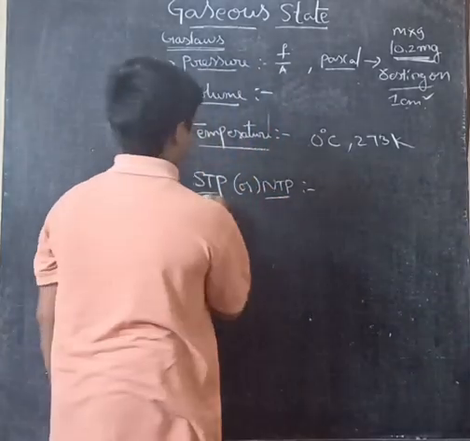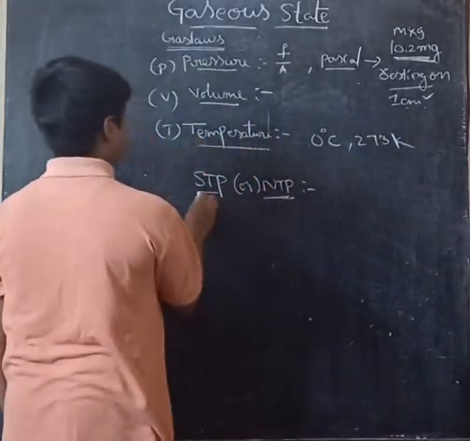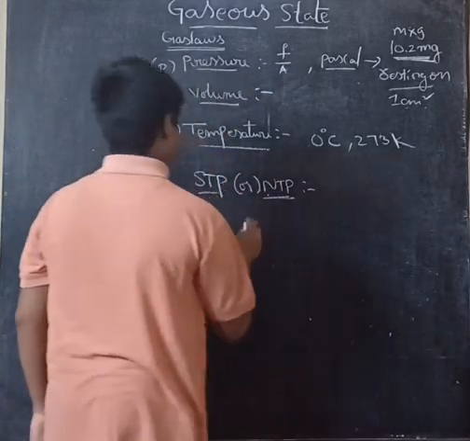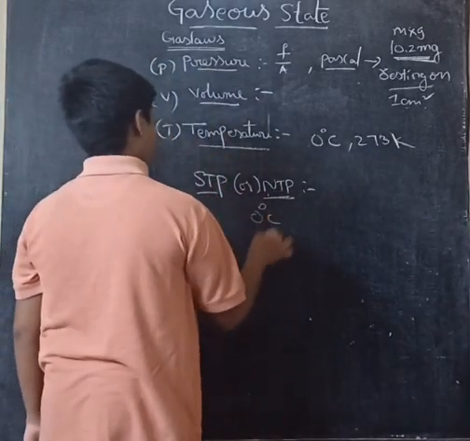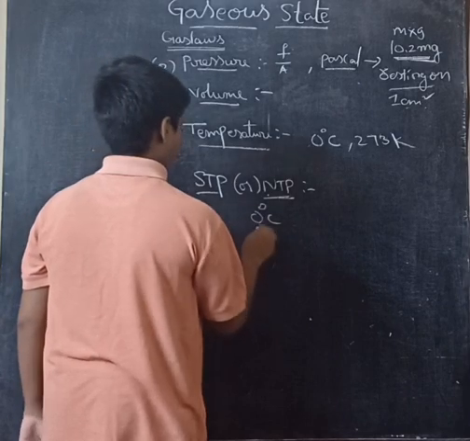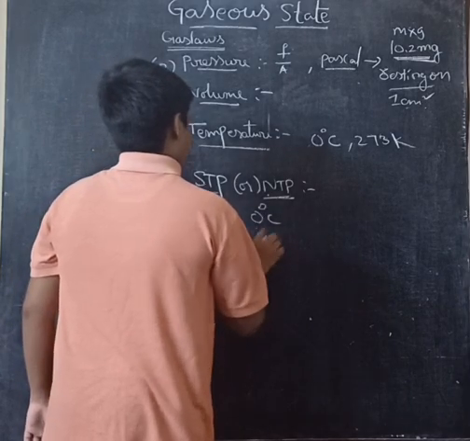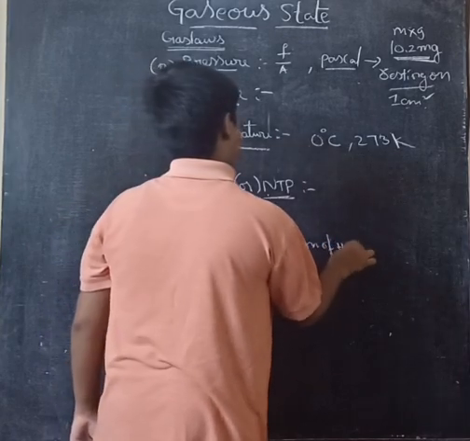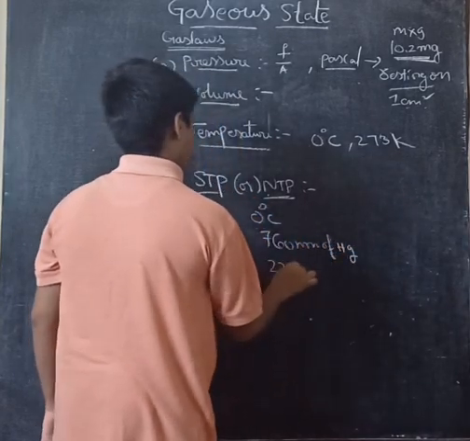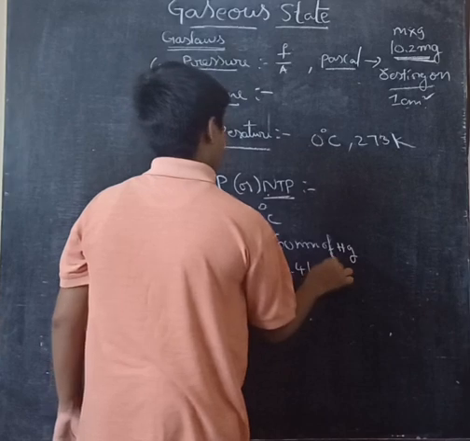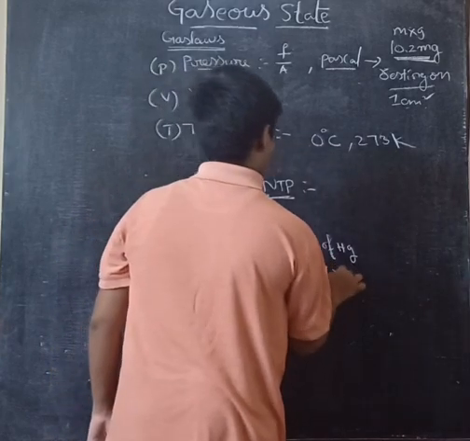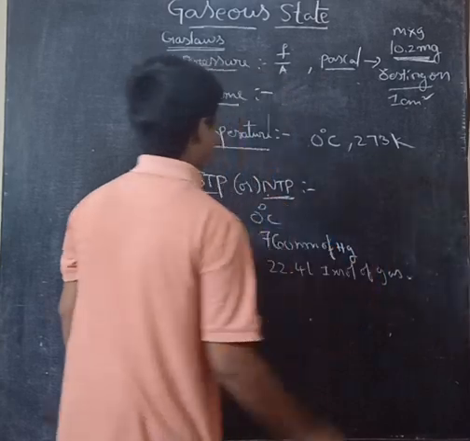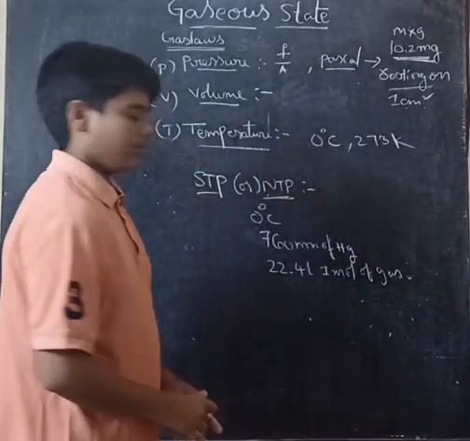STP or NTP conditions mean standard temperature and pressure, or normal temperature and pressure. Temperature is 0 degrees and pressure is 760 mm of Hg, and volume is 22.4 liters for 1 mole of gas. So these are the parameters.